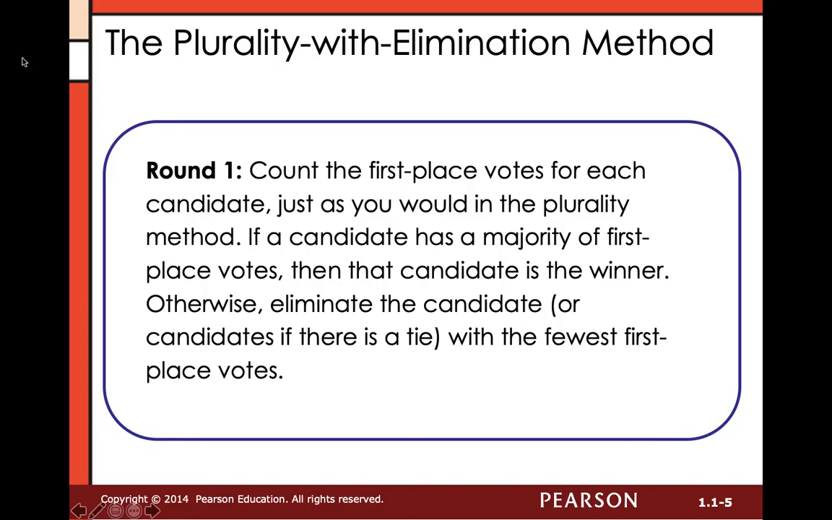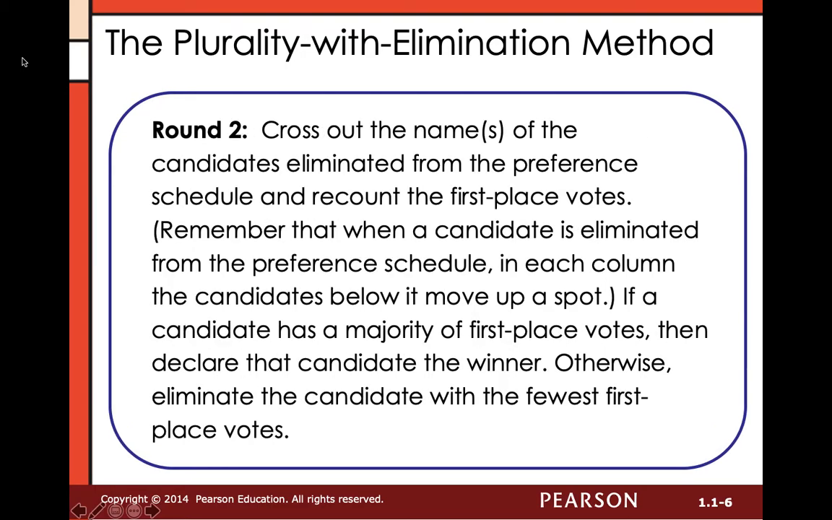So, in round one, we're going to count all the first place votes for each candidate, just as you would in a normal plurality method. If a candidate has a majority of first place votes, then that candidate is the winner, done. Otherwise, we're going to take away the candidate, or the candidates if there's a tie, with the fewest first place votes. In round two, we cross out the names of the candidates eliminated from our preference schedule. We're now going to recount the first place votes. Remember that when a candidate's eliminated from our preference schedule, in each column, the candidates below it all move up one spot. If a candidate has a majority of first place votes, then we'll declare that candidate the winner.